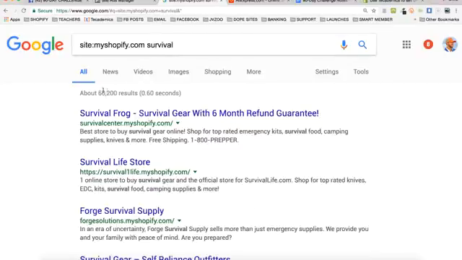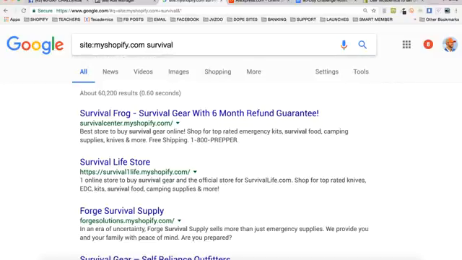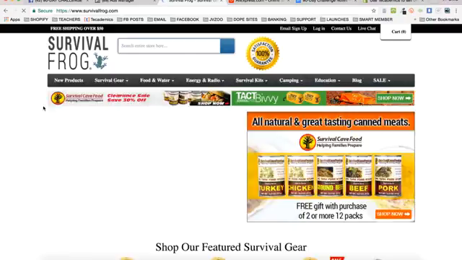Instead of all those millions of sites, it pulled up 60,000 results. This right here is searching sites on Shopify, and this is searching the keyword survival. So you're basically saying, I want to look at survival sites on Shopify. So you got to go through here. This one is called Survival Frog. Let's go through one at a time and look at these.